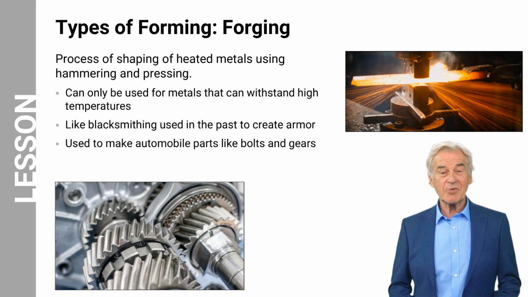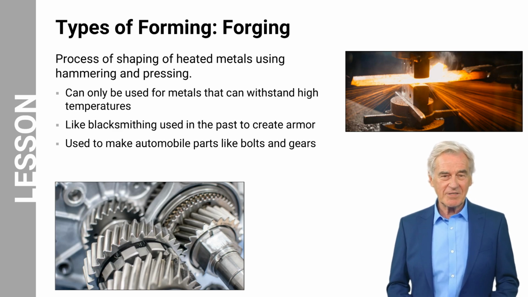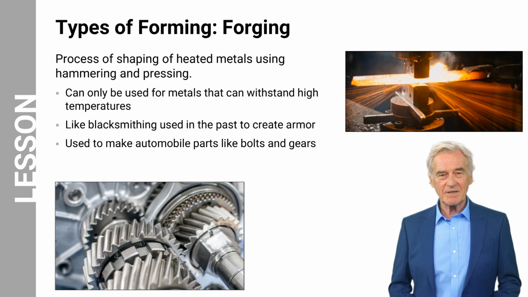In the past, blacksmiths would use the forging process by heating metal to a high temperature and hammering it to make armor, weapons, and helmets. The forging process is widely used in making automobile parts like crankshafts, bolts, and gears. This process is also used to make tools and other cutleries. Forging is an expensive process, but is widely used in industry since it makes metal products very strong and results in more durable parts.